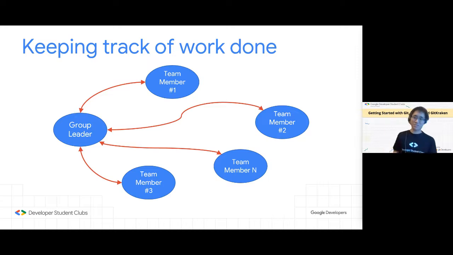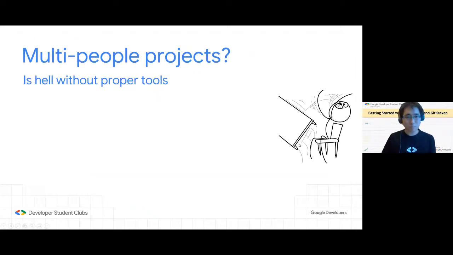Your Python version is different than mine. And then what if, when this is merging, some patch from some other team member comes in, and team member one says, hey, I already did something on this, and then the group leader needs to see again what team member two did, and what team member one overlapped with team member two. So, well, I would say that multi-people projects are really hell without proper tools, right?